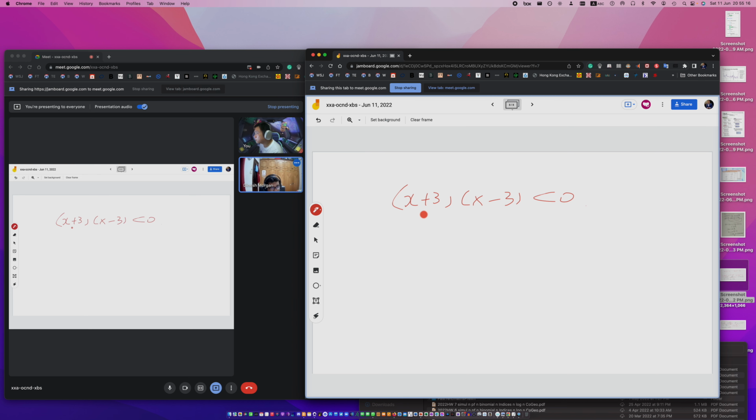Okay? Can you see this question? So this will give you x equal to minus 3. This will give you x equal to 3, right? Good. So you draw the number line. First thing first, is it this shape or this shape? Did you consider this?